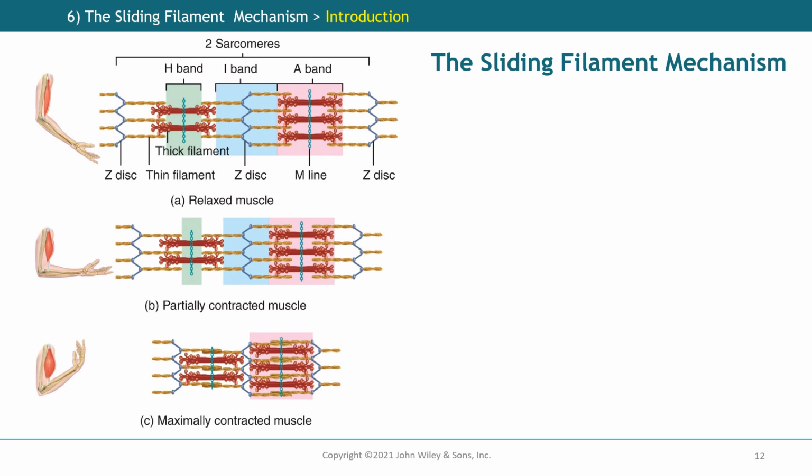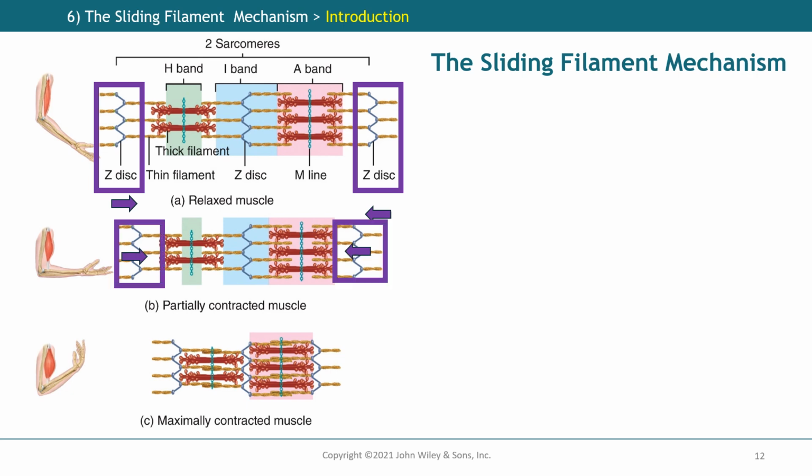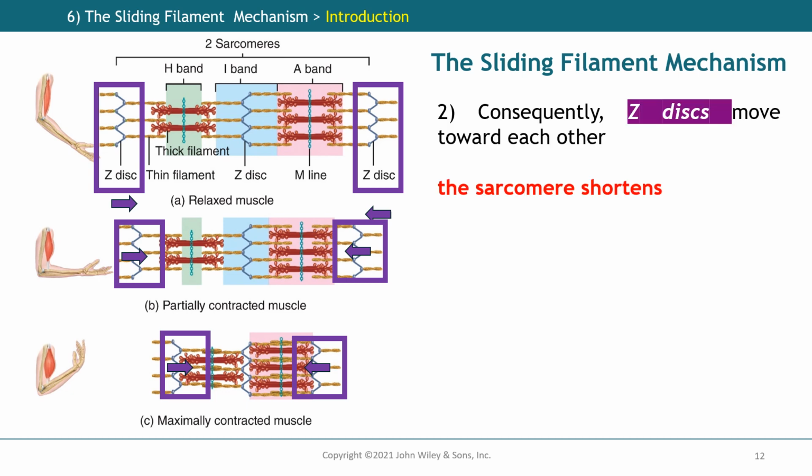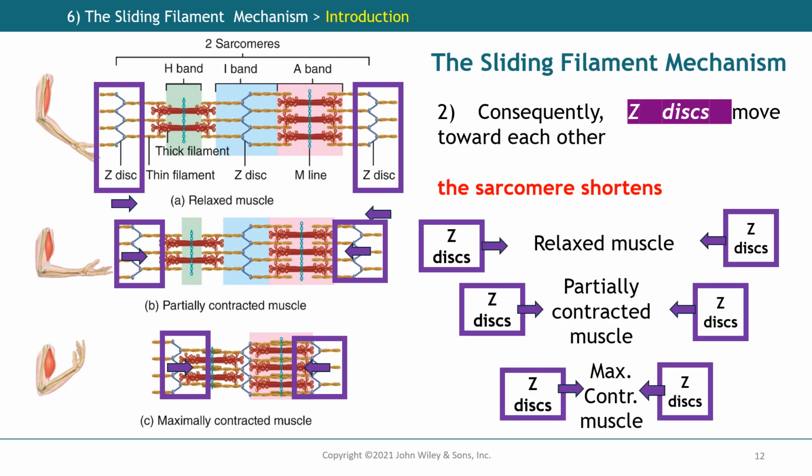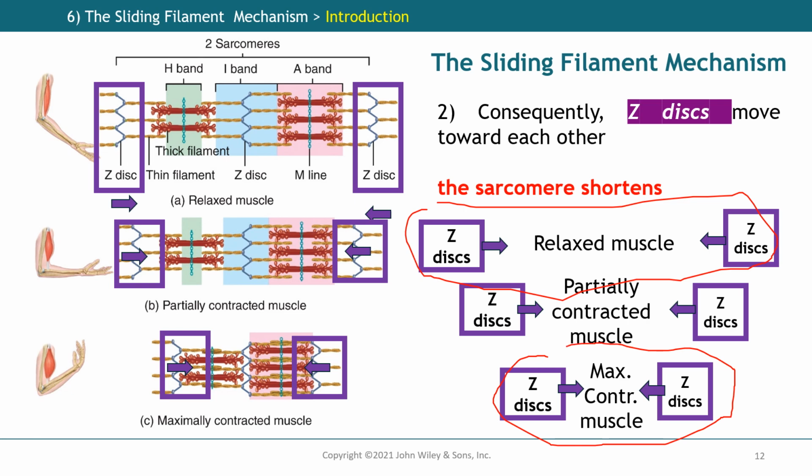The second thing that you need to remember is the Z disk. The Z disks start far from each other, then they start getting closer, and when there is full contraction, they are much closer to each other. In other words, as a result of the pulling, the Z disks move toward each other, and the sarcomere shortens from an initial stage when they were very far apart when the muscle was relaxed to being much closer together when the muscle is fully contracted.